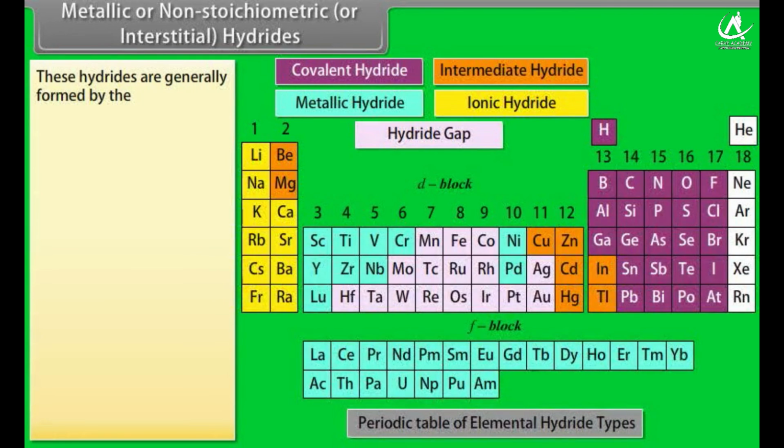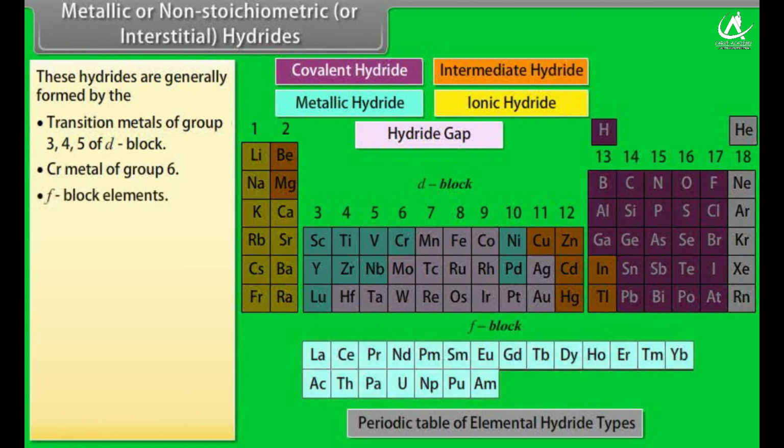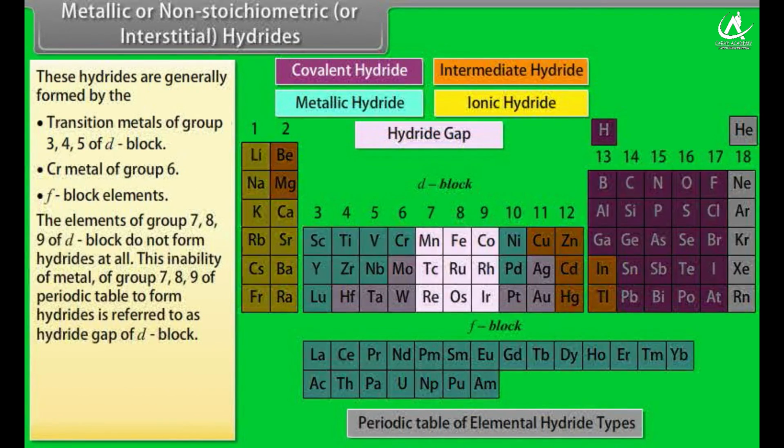Metallic or non-stoichiometric or interstitial hydrides. These hydrides are generally formed by the transition metals of groups 3, 4, 5 of the d-block, Cr metal of group 6, and f-block metals. The elements of groups 7, 8, 9 of the d-block do not form hydrides at all.